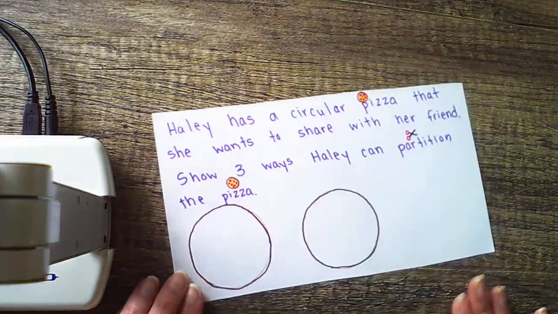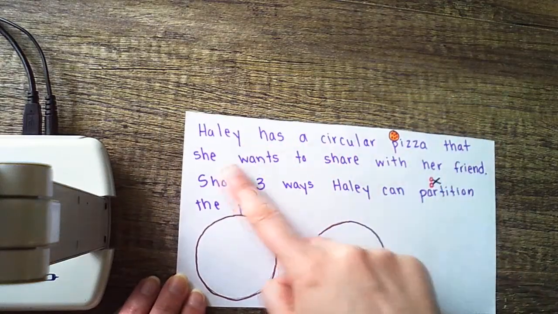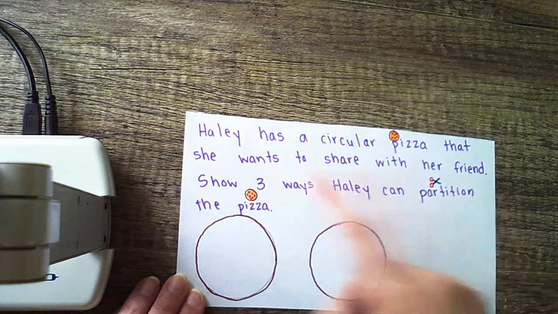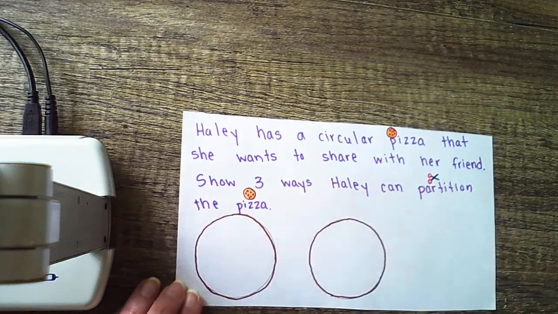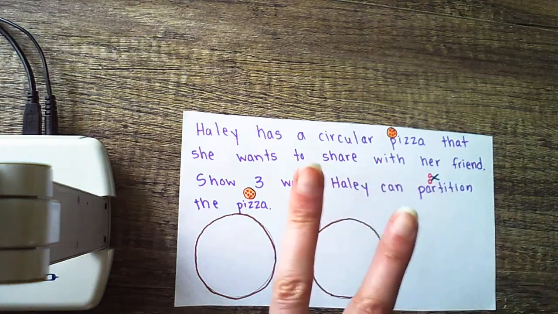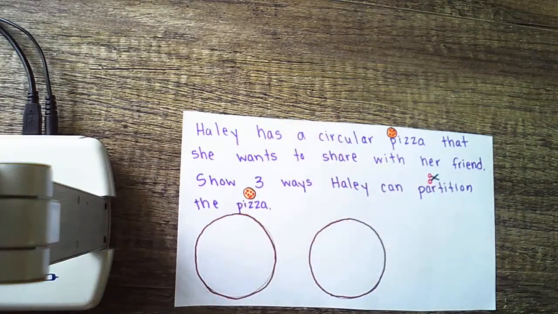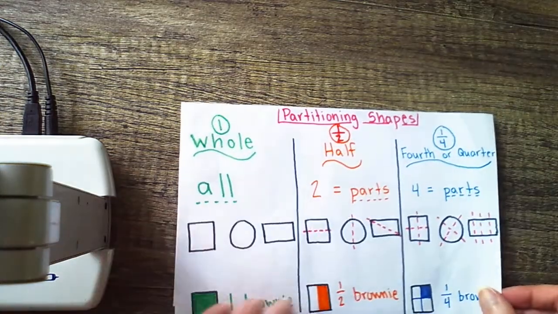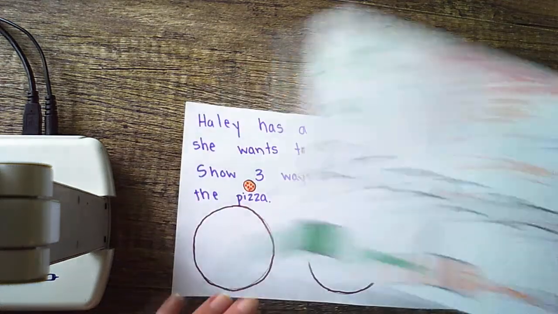Here's another problem. Haley has a circular pizza that she wants to share with her friend. Show 3 ways Haley can partition the pizza. Well, there's Haley and then there's her one friend. So we need to partition this so there are 2 equal pieces. So we're going to partition it into what, friends? If you said halves, ding, ding, ding, you are correct.